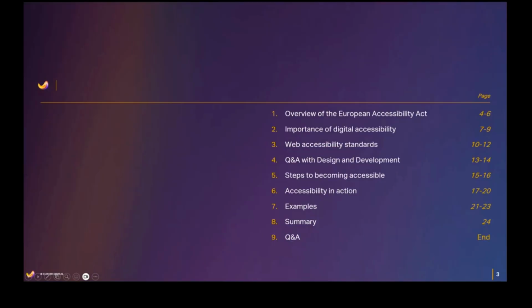So today we'll have a little look at the European Accessibility Act. So actually, what is it and why does it matter to us? We'll look at the importance of digital accessibility across the board and the web accessibility standards. And then we've got a great segment today, which is a Q&A with our design and development team that are on the call and will introduce themselves later on. And then we will look at steps to become accessible and also accessibility in action, what you can be doing right now. And then we'll move on to some examples, and there is some time at the end for Q&A if there are any questions.